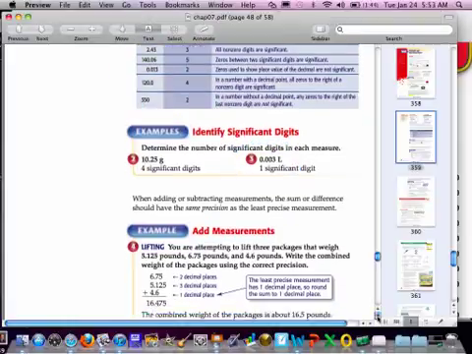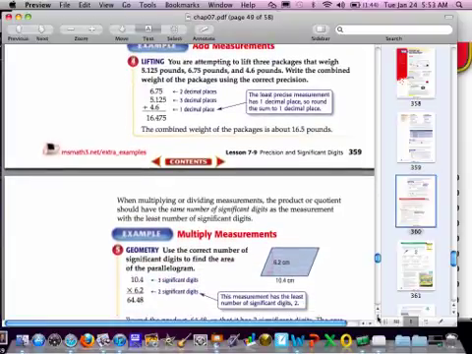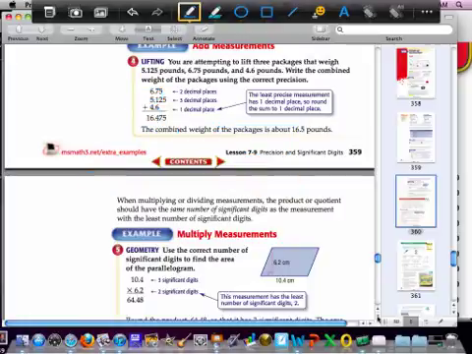All right, what if you have to add them? Let's take a look at this example in addition. We've got these 3 packages that we weigh, and we're going to add them together. So we've got 6.75, 5.125, and 4.6. What's important when you're adding or subtracting is the least precise measurement that you have. So for instance, if we look at this one, we measured that pretty good. We did 2 places after the decimal. The next one, oh man, we did that one really well, 3 places after the decimal.